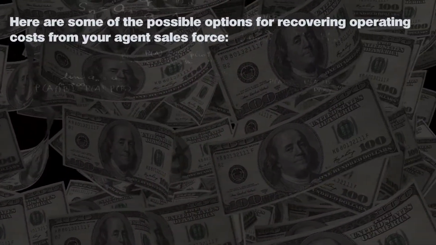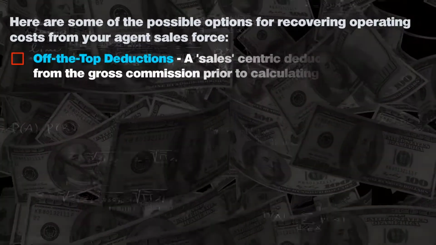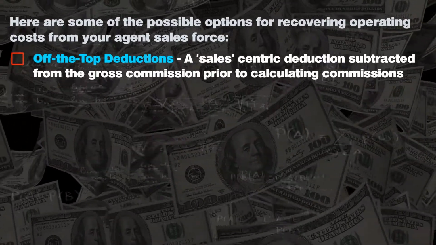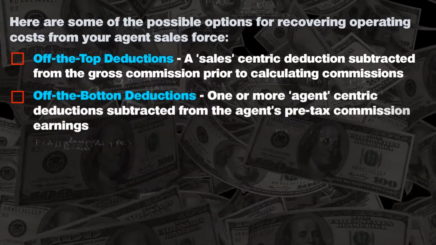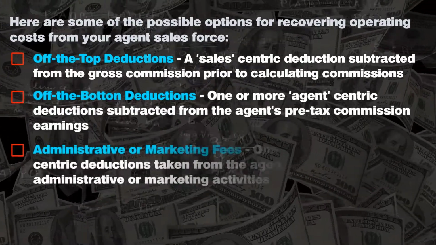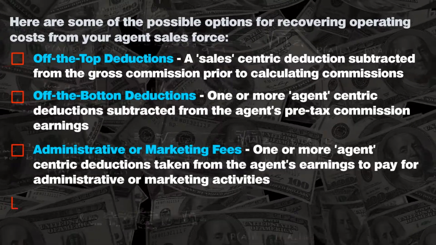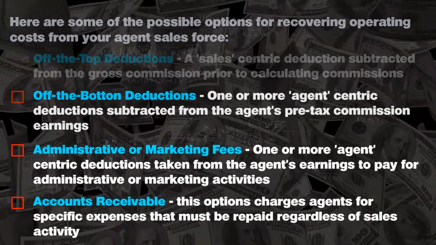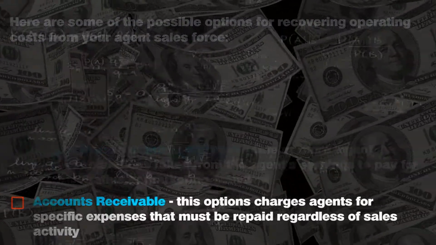Here are some other possible options for recovering operating costs from your agent sales force. Off-the-top deductions: a sales-centric deduction subtracted from the gross commission prior to calculating commissions. Off-the-bottom deductions: one or more agent-centric deductions subtracted from the agent's pre-tax commission earnings. Administrative or marketing fees: one or more agent-centric deductions taken from the agent's earnings to pay for administrative or marketing activities. Accounts receivable: this option charges agents for specific expenses that must be repaid regardless of sales activity.